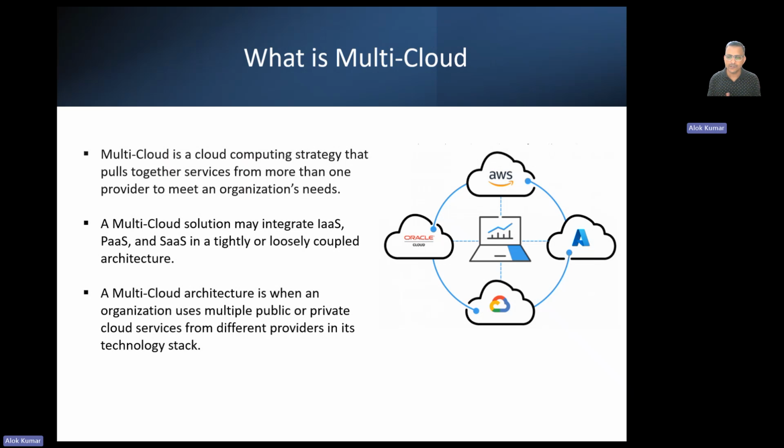A multi-cloud architecture is when organizations plan to move their workload, instead of to one public or private cloud service provider, based on optimum performance, cost, and strategy, along with different compliances and data availability, including disaster recovery. All those factors impact the decision to go with the multi-cloud strategy.